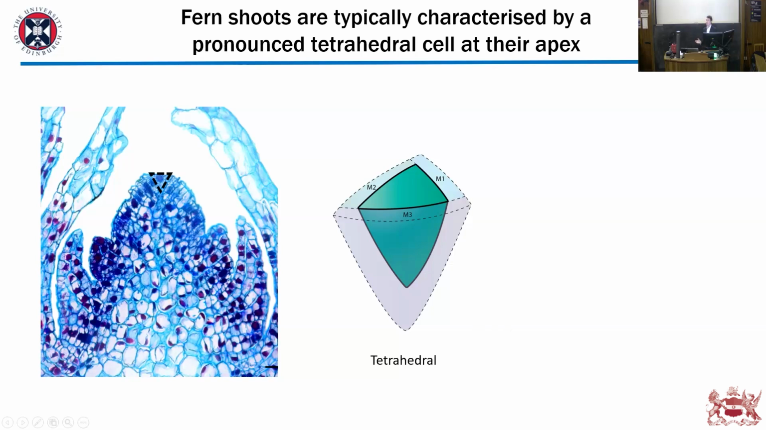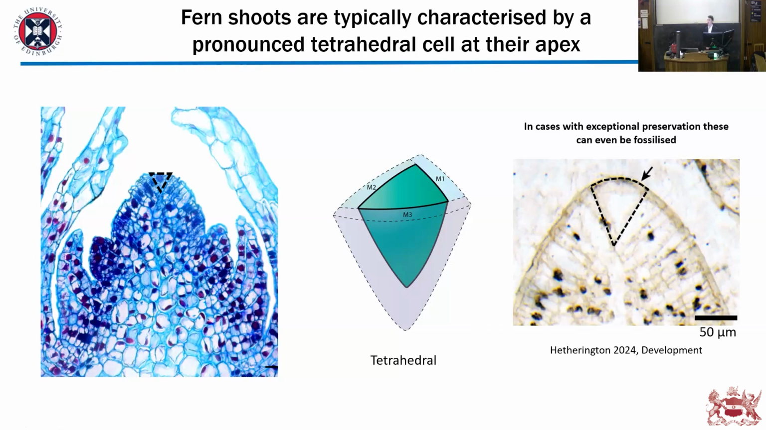And what's amazing amongst the ferns is that these structures are ridiculously highly conserved. And again, they can be found in fossils. This is another amazing example of a 300-million-year-old fossil, which has that really big prominent tetrahedral cell at its apex.